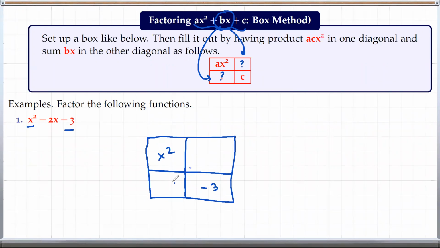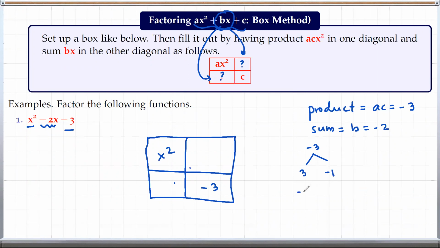Now to fill out the two boxes, we need to split this negative 2x in such a way that the product is AC, which in this case is 1 times negative 3, which is negative 3, and the sum is B, which in this case is negative 2. So let's look at negative 3 and try to split this into two numbers. We can write negative 3 as 3 times negative 1. 3 times negative 1 is negative 3. And the other way is negative 3 times 1.